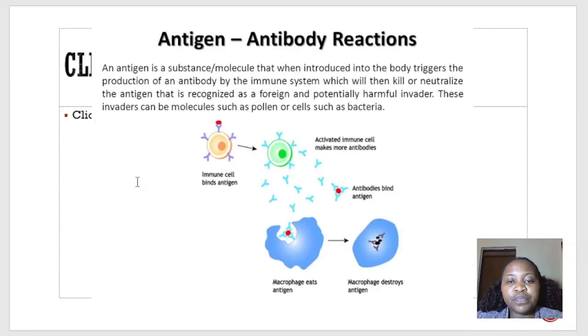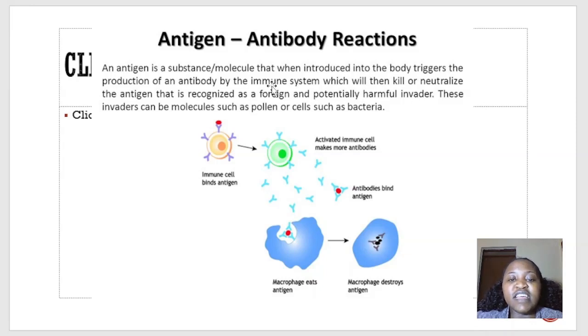So, antigen-antibody reactions. Usually we say that an antigen is a substance or molecule that, once you introduce it within a body, is going to trigger the production of antibodies through the immune system, which in turn will now neutralize or kill that particular antigen because it is normally recognized as foreign and may be potentially harmful.